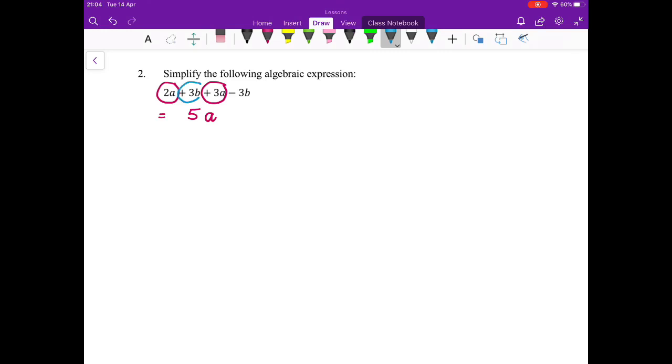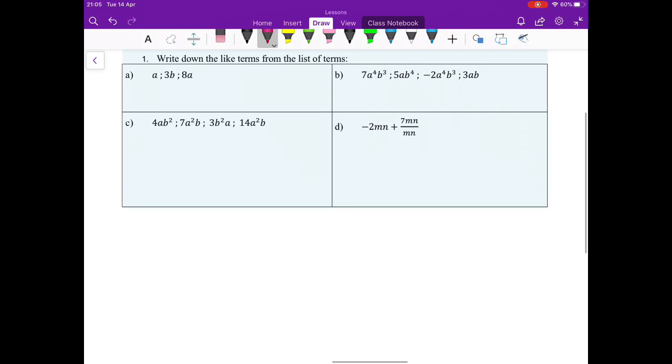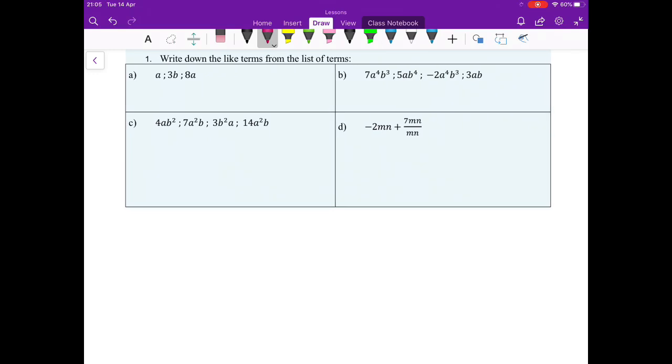Let's see if we have any more like terms. That's a b term. This is a b term. Do you see that the variables are identical? So what I do is I write down the variable and I work with the numbers. So plus 3 minus 3 will give me 0b. And if I have 0 b's, I have nothing. So this simplifies to 5a. And I suggest you get your colors to work on this exercise, and in fact for the whole of algebra.